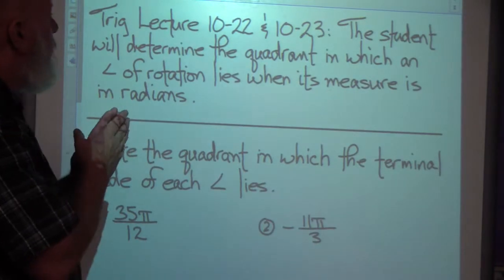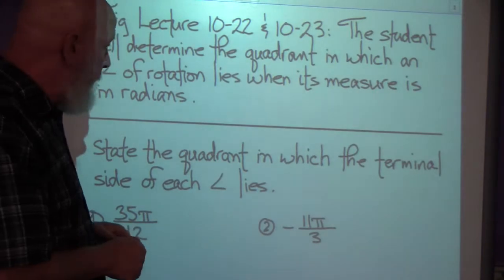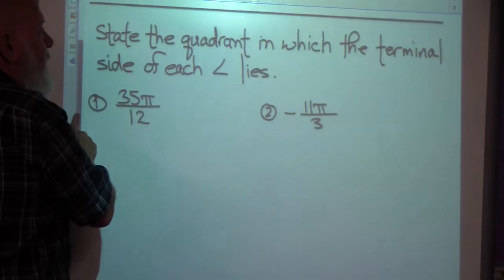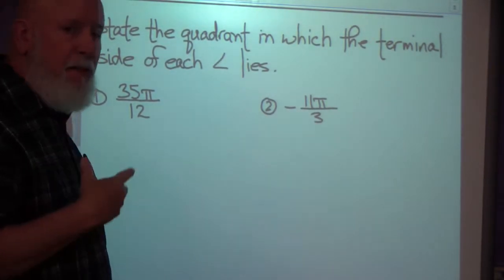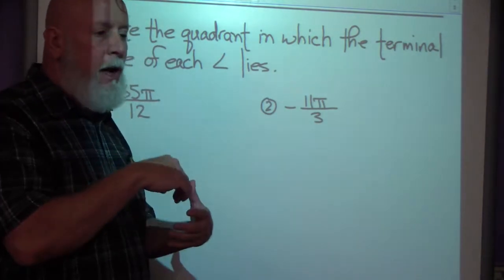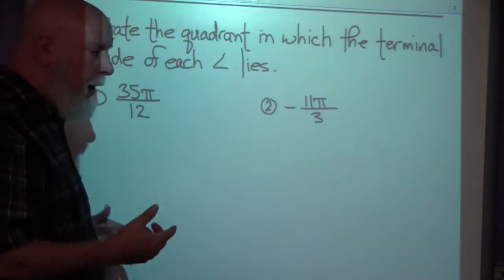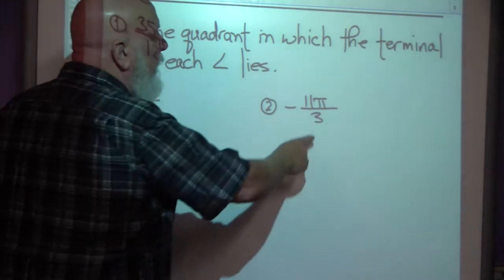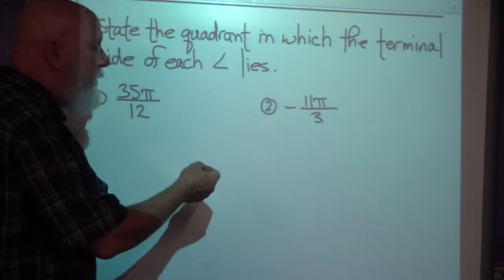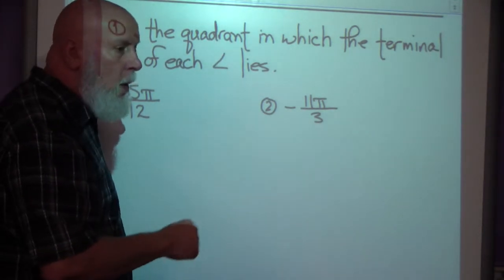The student will determine the quadrant in which an angle of rotation lies when its measure is given to us in radians. What I'm going to suggest, which kids seem most comfortable with, is to convert your radians to degrees, then sketch out your angle of rotation and determine the quadrant in which it lies. Later in the course I'll show you how to do it in radians, but right now we'll just convert it to degrees, sketch out the angle of rotation, and determine the quadrant in which it lies.